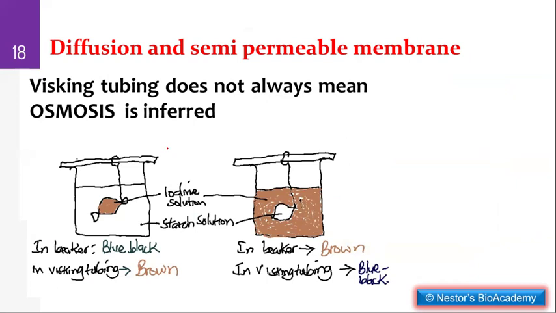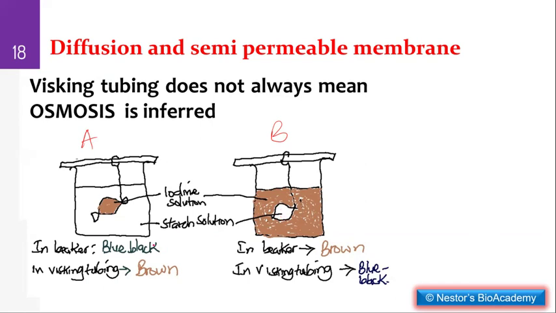If we look at this illustration in case A and compare it with case B, in case A, we have iodine solution inside the Visking tubing, and then we have starch solution in the beaker. Or for case B, we have iodine solution in the beaker, but starch solution inside the Visking tubing.